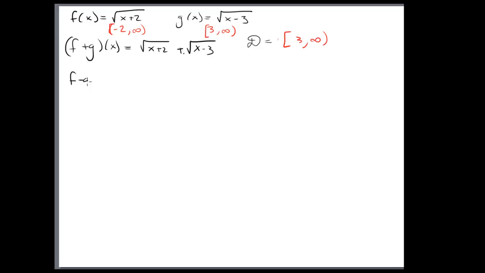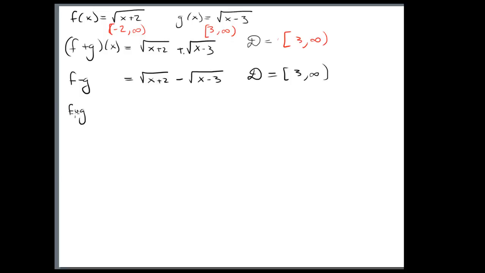What about f minus g? Well, it's going to be the same thing. Square root of the quantity x plus 2 minus square root of the quantity x minus 3. And the domain is going to be, again, from 3 to infinity.